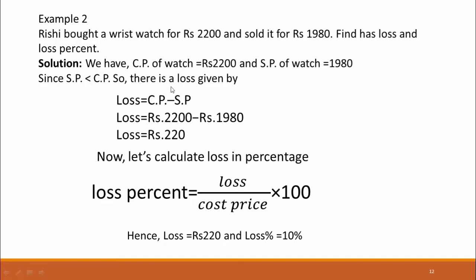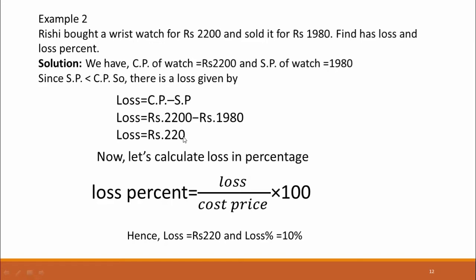So there is a loss, and loss can be found by the formula loss is equal to cost price minus selling price, and the cost price is 2,200 and the selling price is 1,980. So subtracting 1,980 from 2,200, we obtain the loss of 220 rupees.